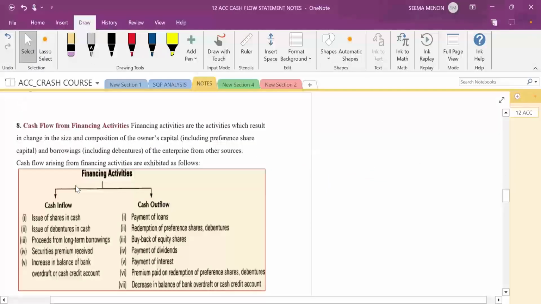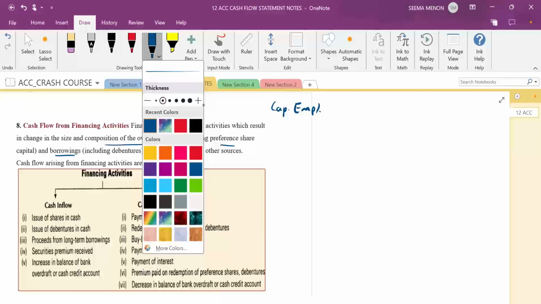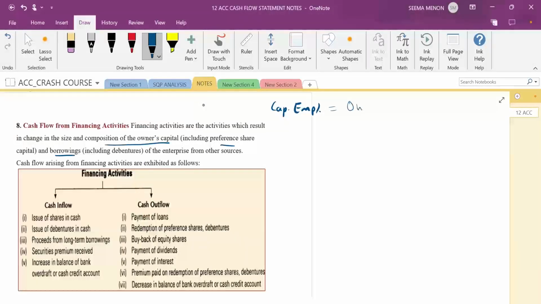Now, next one is financing activity. While we discuss the financing activity, here it is the composition of the owner's capital, that means preference share and equity share, and borrowings. Because we know capital employed. What do you mean by capital employed? Capital employed means total investment in the business. That means owner's fund plus borrowed fund. Owner's fund means own money. Borrowed fund means borrowed money. So when we add both, that is called capital employed.